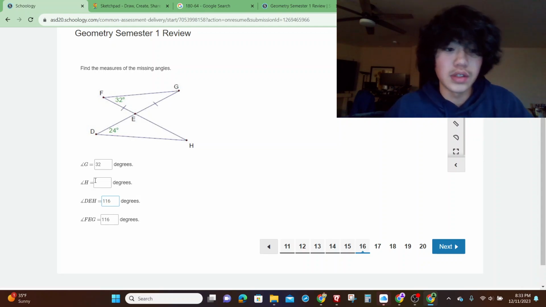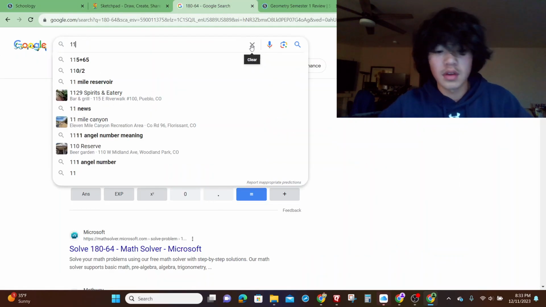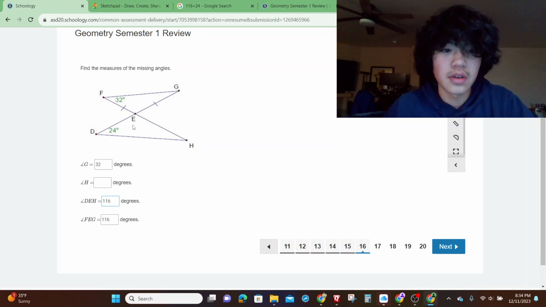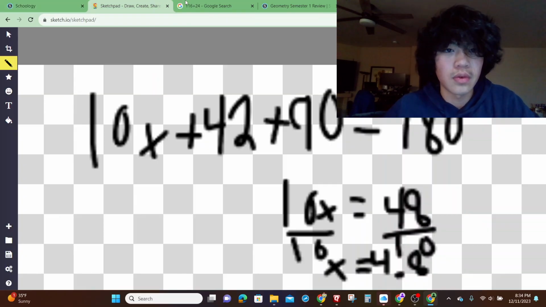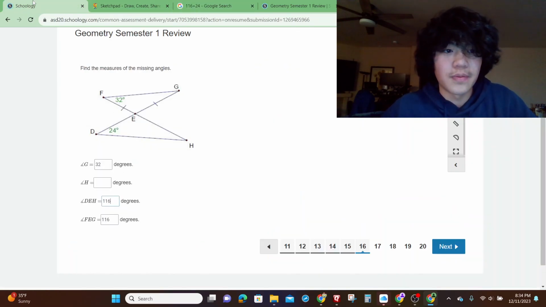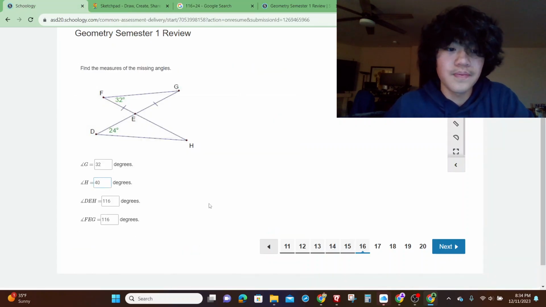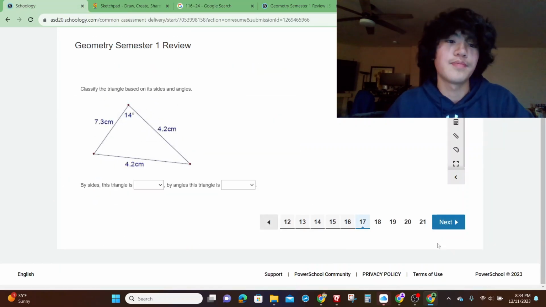So we do that. Then to find H, 116 plus 24, and we get 140. So the missing angle is 40, because we do 180 minus 140, and we're done with that problem.